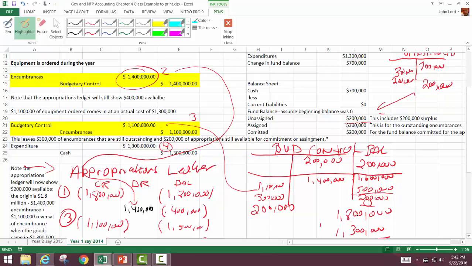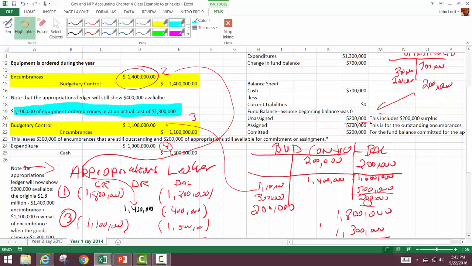Now we go ahead and 1.1 million of the equipment we ordered comes in as an actual cost of 1,300,000. So we ordered a total of 1.4. So far we've received 1.1 of what we ordered, but the cost is 1,300,000. Can the amount come in different than what we ordered it for? We saw that in the examples, didn't we? The amount comes in different than what we ordered it for. Okay, it happens, right?